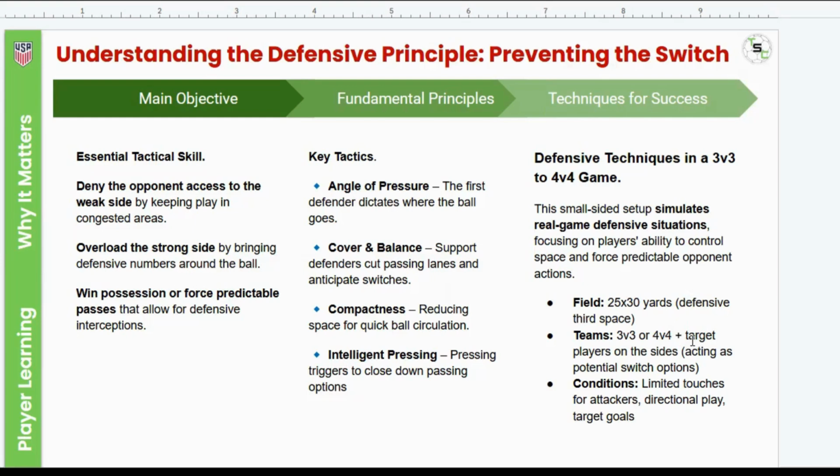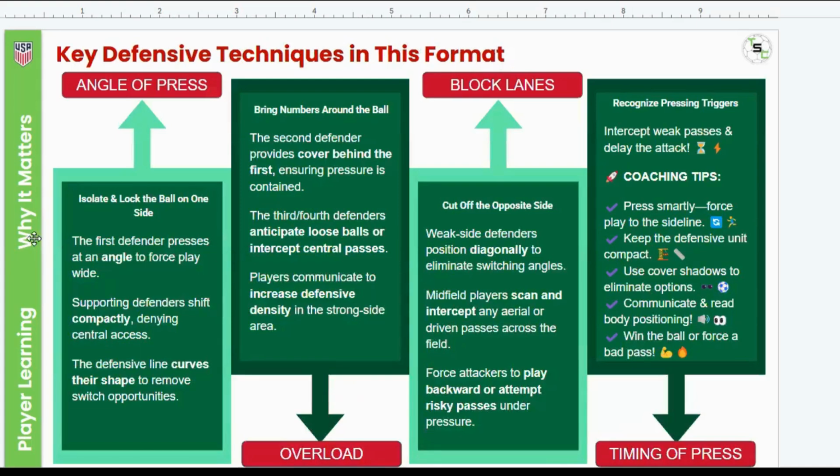You could add target players on the outside to act as potential options to switch the point of attack. But if you have a 3v3 situation, your wingers are kind of there already. You can also try to increase the speed of play for the attackers by limiting their touches and basically giving them certain incentives to switch the play.